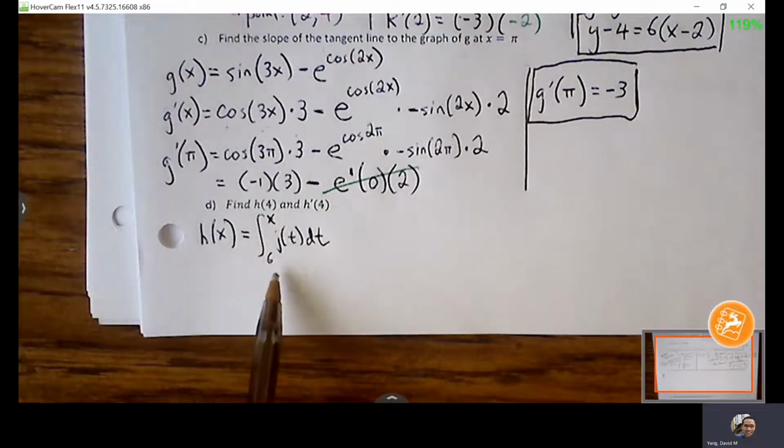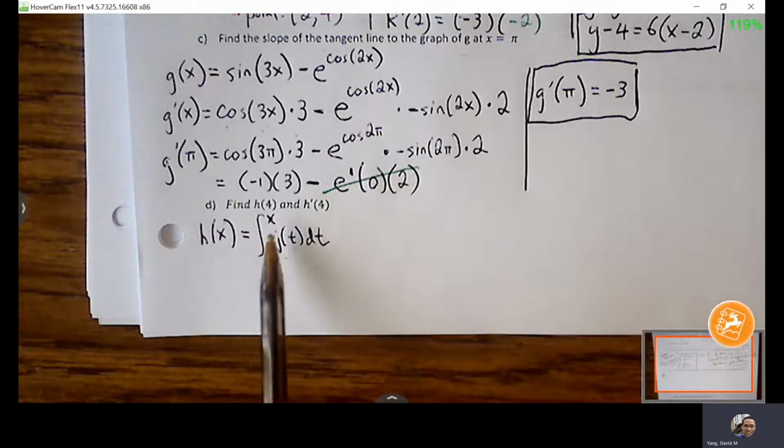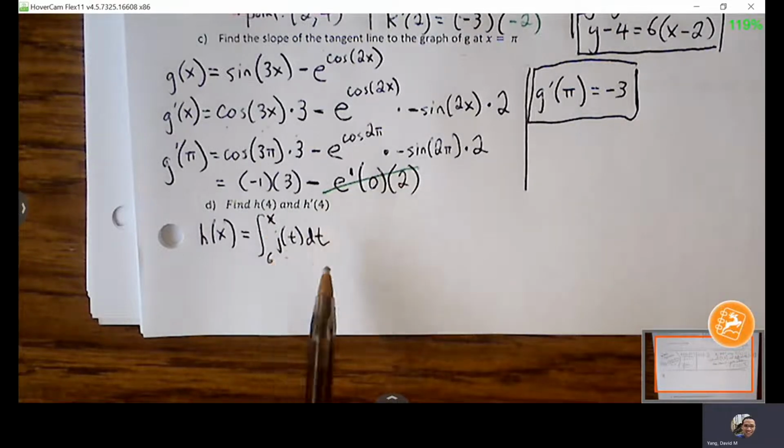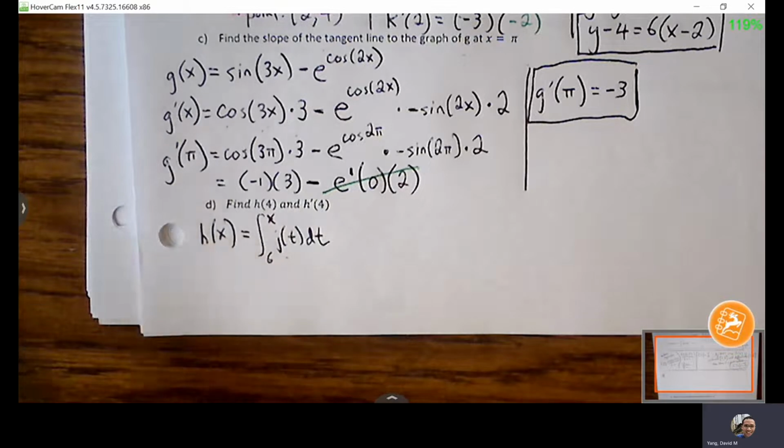So h of x is defined as the integral from 6 to x of j of t. We know j of t is the graph to the right, upper right corner. And so the integral would just have to be involving the area under the j of t graph. Okay, so there's the definition. Let's go ahead and insert 4 so that we can build h of 4.